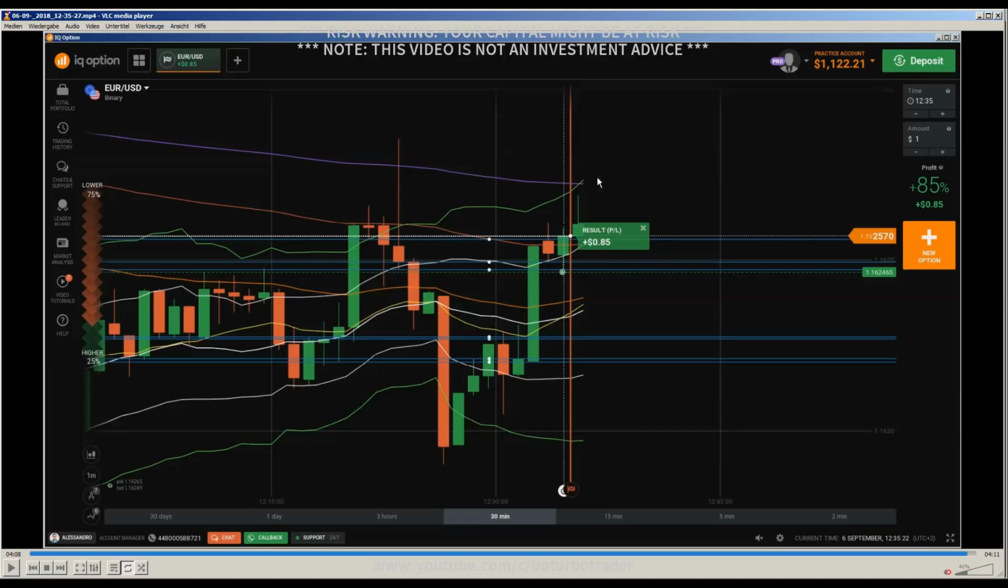If it's the opposite, if it moves first up, then I would not enter into a call, or I would enter only into a call if price would come back and get below the closing price of the previous candle to get the best possible entry point.